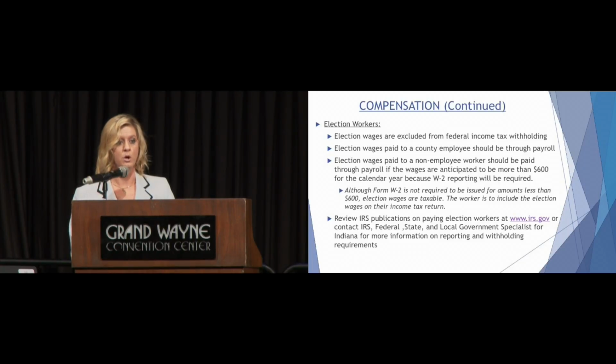So although you are not required to issue them a W-2, you could still run the wages through the payroll system because, again, the $600 is for the year. So if you have multiple elections and you don't know whether this election worker who's not an employee is going to work multiple elections, you could end up in the situation where you pay them through the regular claims process and then they work more elections at the end of the year and now they're over the $600. Well, now you have to figure out how to get a W-2 issued to them.